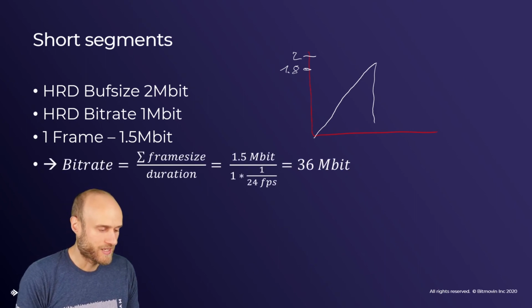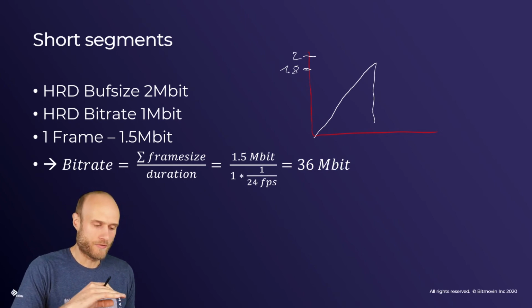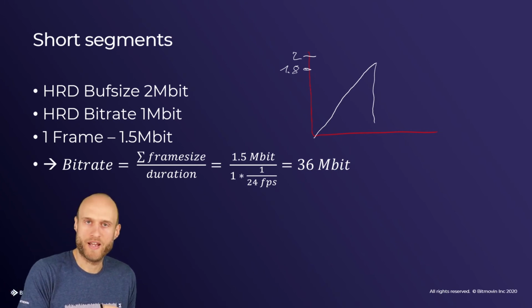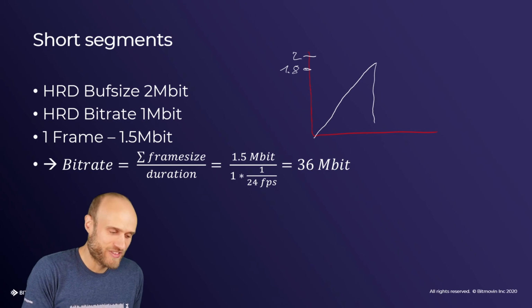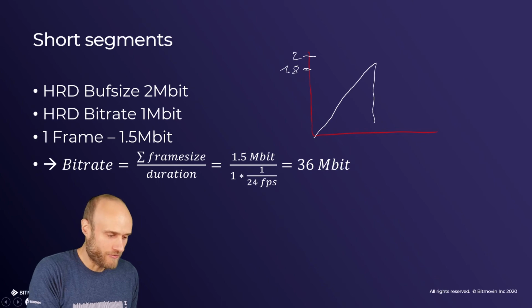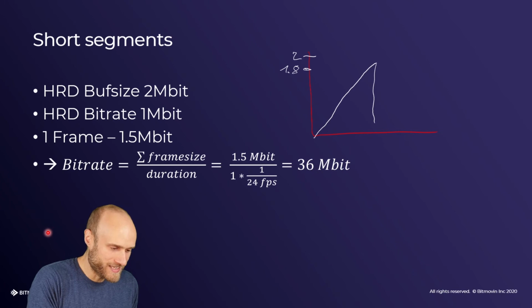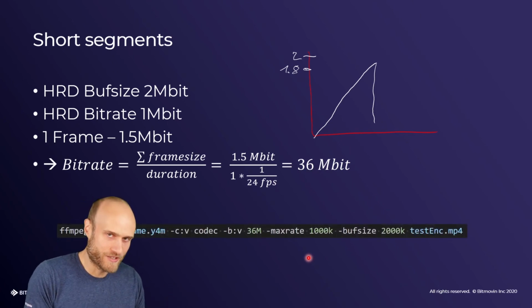But let's calculate the bitrate here. And by bitrate for this, I mean the sum overall of the frame sizes divided by the duration. And let's say this is 24 frames per second, then you will end up at 36 megabit for this one frame if you just divide it by the duration that it is shown. And these are things which are not really going together, right? So this works, but you have a buff size of 2 megabits, but you're taking out 36 megabit for one frame. So the bitrate here is not really the real bitrate that you're getting.